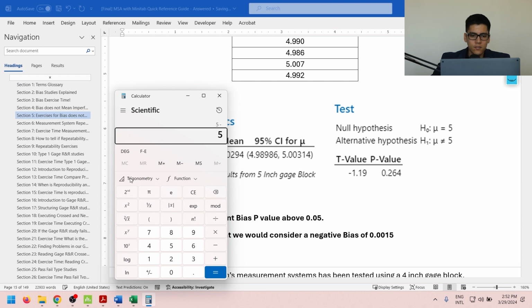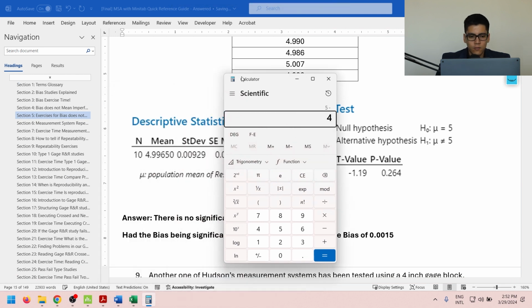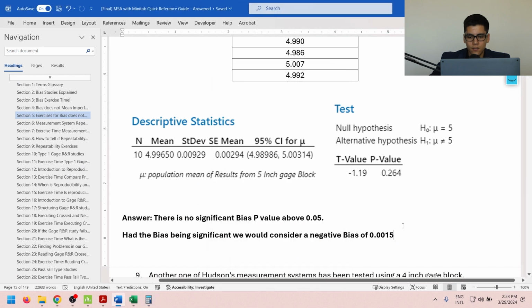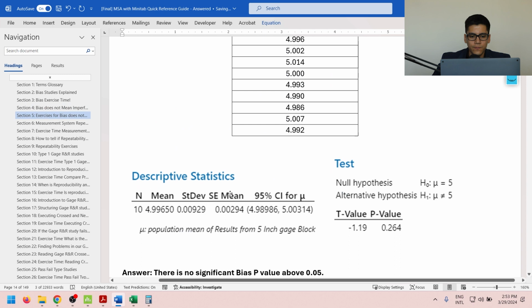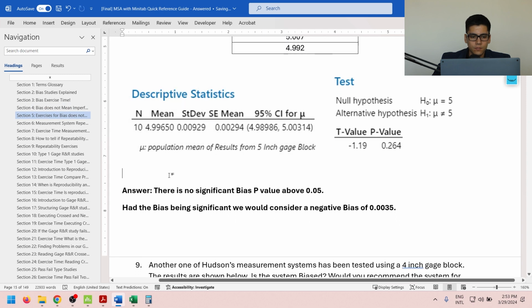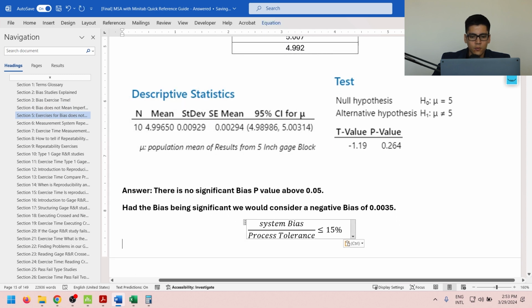Let's do 5 inches minus 4.9965, 0.0035. There we go. Now, is this significant? Well, we would simply do our formula. So here, I can add the formula here and we can change it.